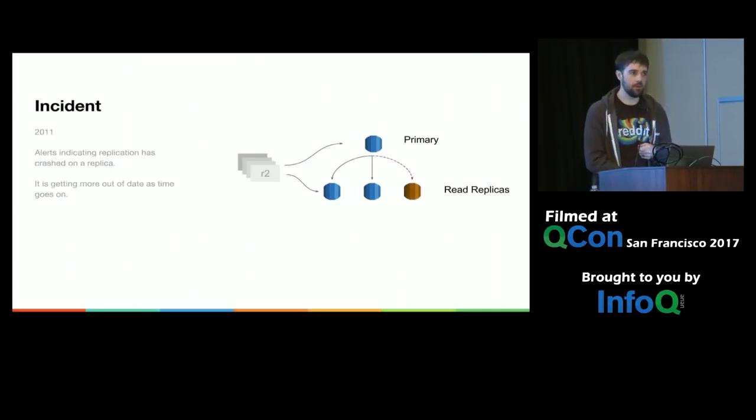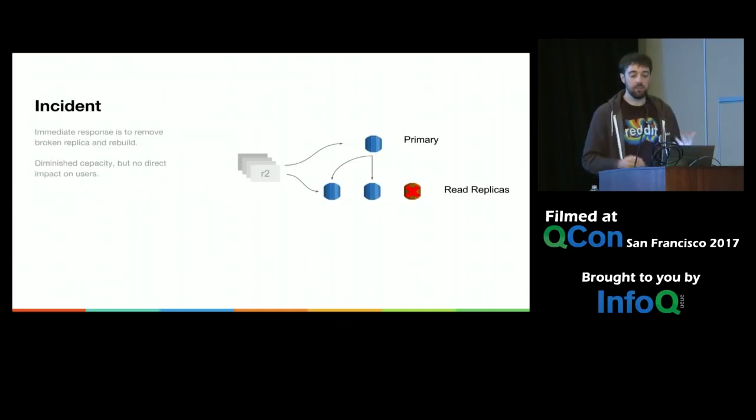So a way that this broke. 2011, we were waking up a lot with these errors. We would wake up suddenly with an alert saying that the replication to one of the secondaries had crashed. And this meant that that database was getting more and more out of date as time went on, so obviously we need to fix that. The immediate thing to do is you just take that thing out of replication and out of usage on the site, and you start rebuilding it and go back to bed.